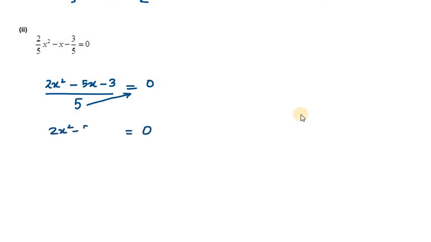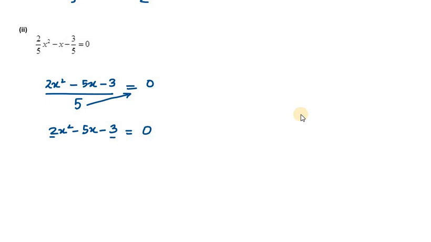Let's move on to the second part. It is 2x square over 5 minus x minus 3 over 5 equals 0. Again you need to take the LCM of it. The LCM will be 5. So the first term is as it is, the second term will be multiplied by 5, and the last term will be as it is. Again you take this 5 to the right hand side, so it will be 0 into 5 as 0. So 2x square minus 5x minus 3 equals 0. This is my equation and I need to solve it again with the help of middle term splitting.